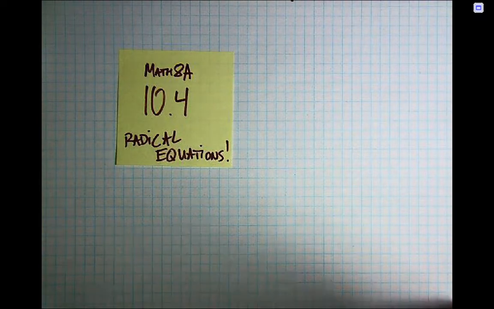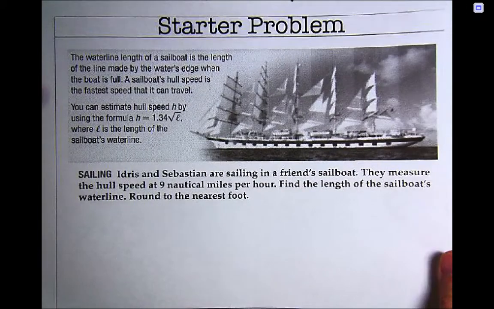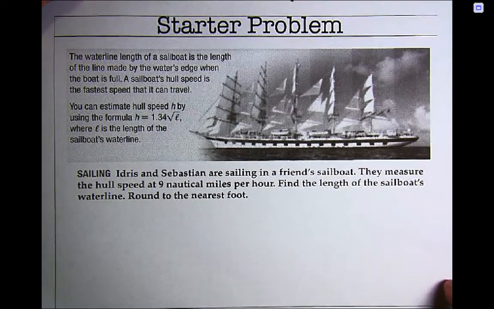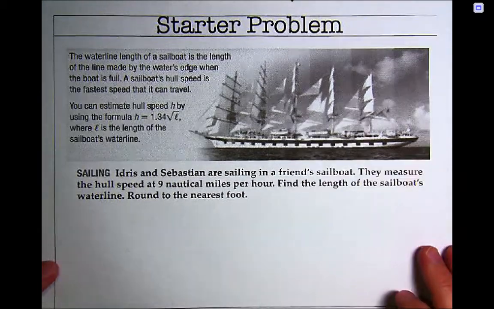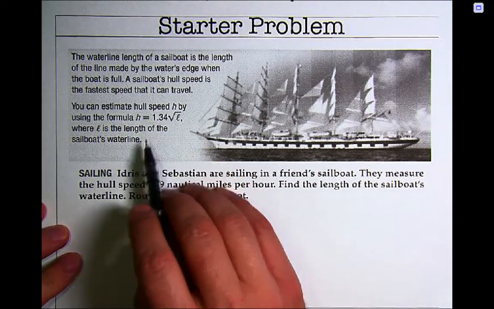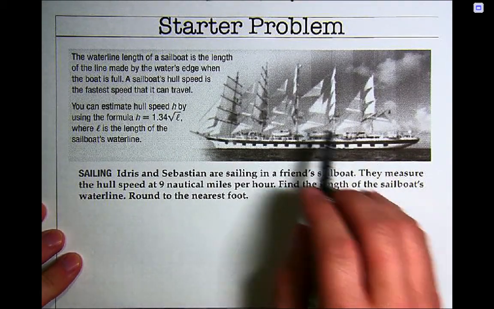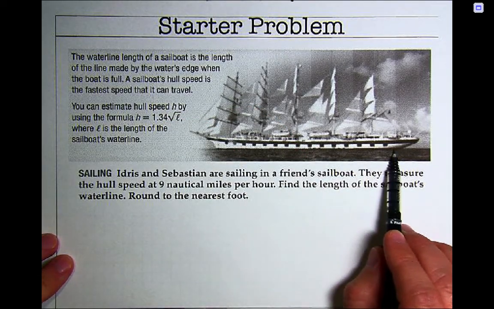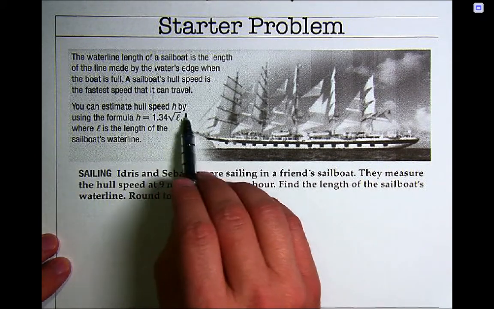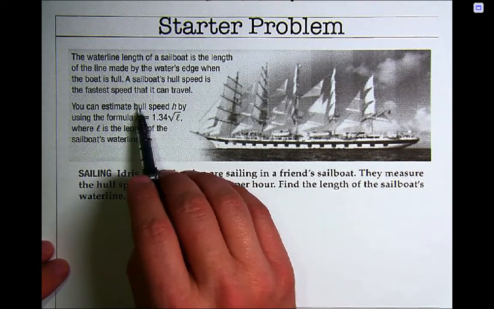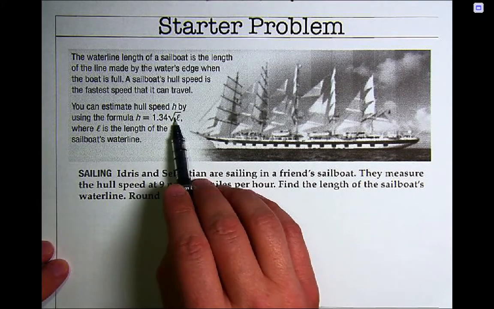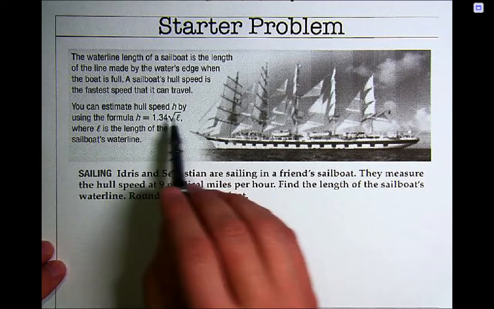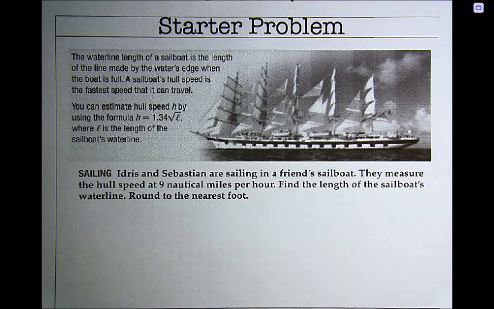The first thing I want to do today is start with a sailboat problem. Apparently, the speed of a sailboat has to do with what's called the waterline length. You can make a formula that relates hull speed and waterline length, and that's the formula right there. So next time you want to know about hull speed and waterline length, just remember this formula.